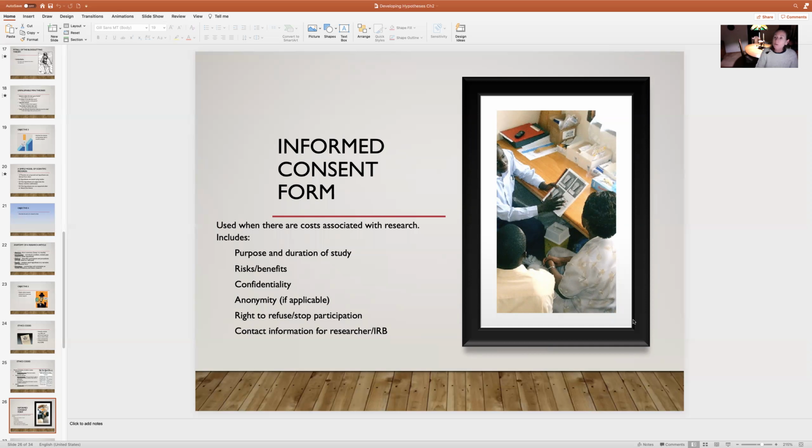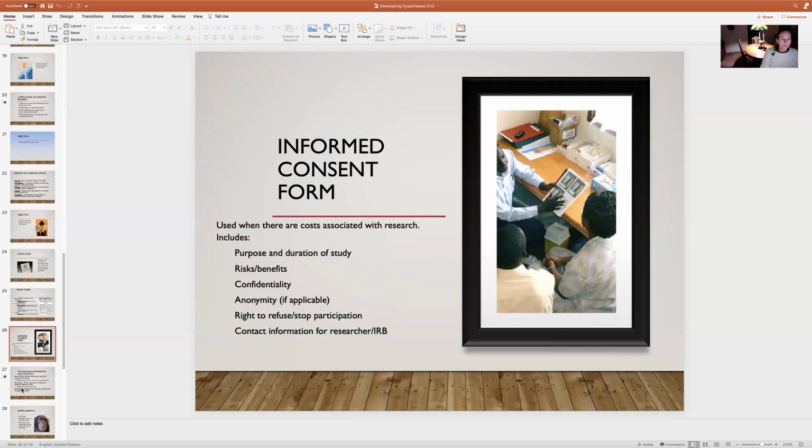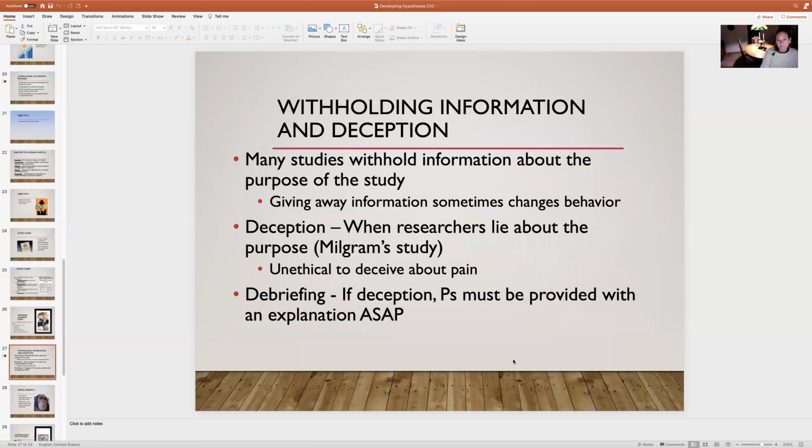It will tell you that you have the right to refuse or stop participation in the study at any time. And then it will give contact information for the researcher and for the IRB committee of the institution. So that's the basic elements of your informed consent form.